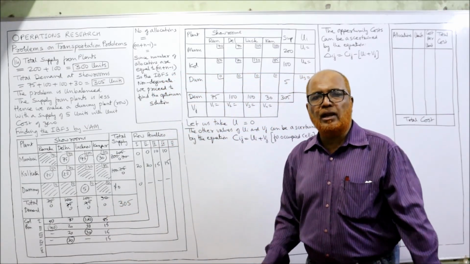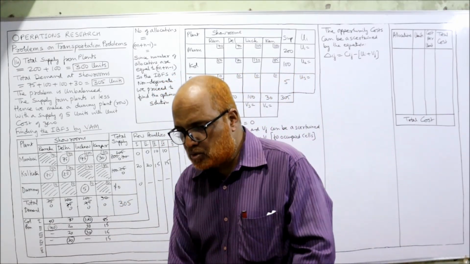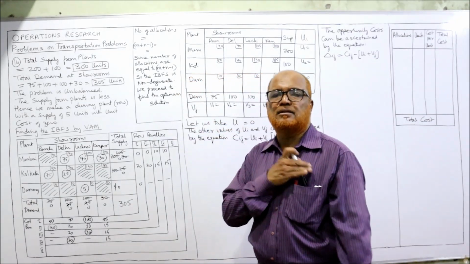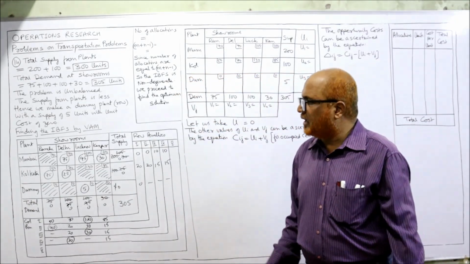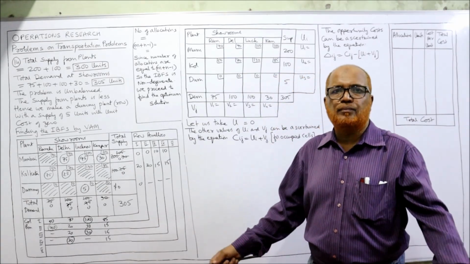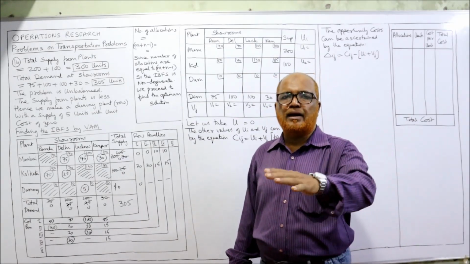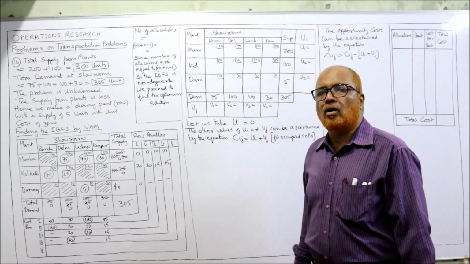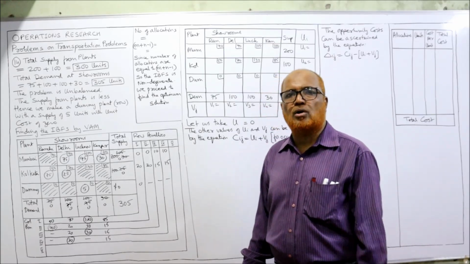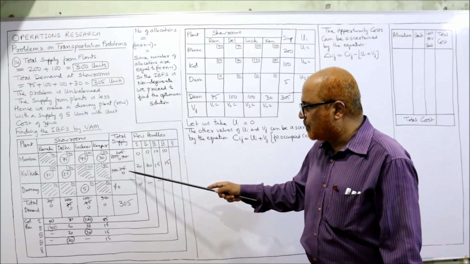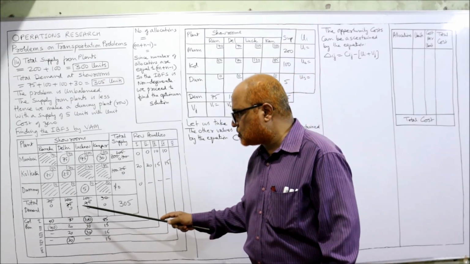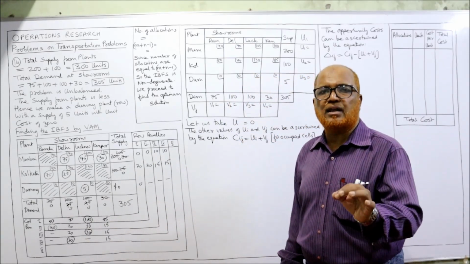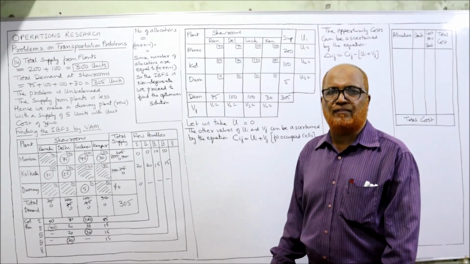I have made all allocations according to the VAM method. Now check whether any unoccupied cell is there. No. All the cells are either occupied or blocked. There is no empty cell. Similarly, are all the supply and demand zeros or not? Yes, all the supply are zeros, demand is also zeros. That means we have correctly made the IBFS.